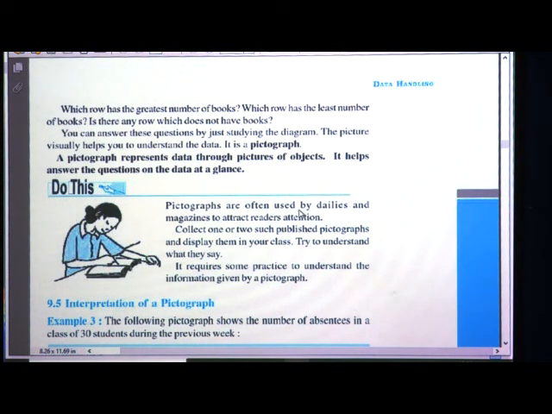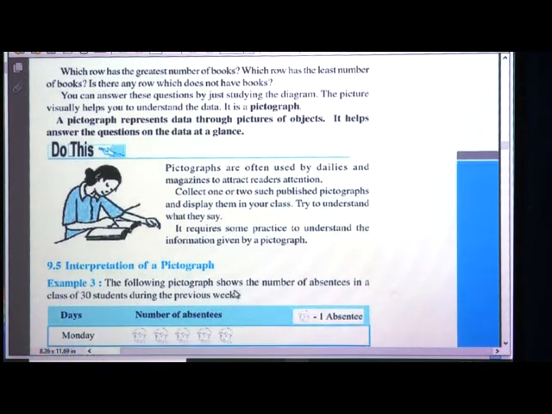Pictographs are often used by dailies and magazines to attract readers' attention. Collect 1 or 2 such published pictographs and display them in your class. Try to understand what they say. It requires some practice to understand the information given by the pictograph.